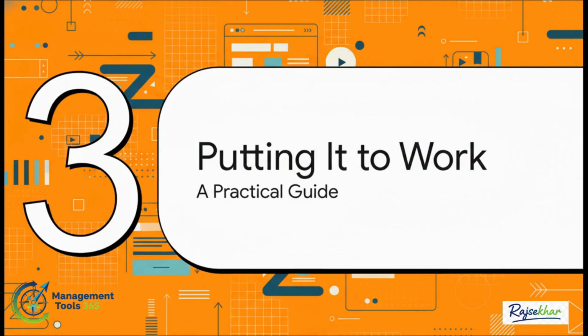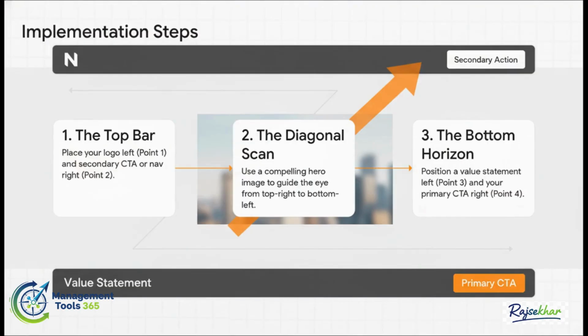All right, theory is great, but let's get practical. How do we actually take this concept and build an effective, high-converting layout with it? It really boils down to a pretty simple 3-step recipe. First, you set up that top bar. Your logo on the left, maybe your navigation on the right. Second, you bridge that diagonal gap with a really powerful visual. And third, you close the loop on the bottom horizon with some supporting info on the left, leading right to your main call to action on the right. It creates this beautiful, intuitive flow.